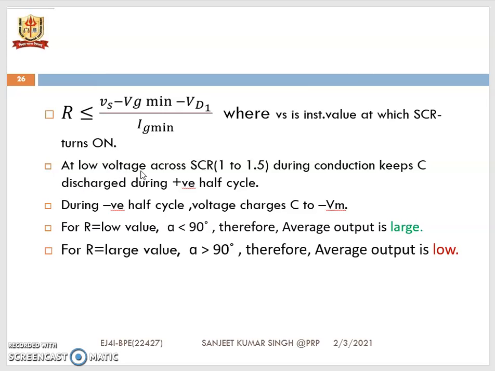At the lower voltage across the SCR, that is 1 to 1.5 volt during conduction, it keeps the capacitor discharged during the positive half cycle, and during the negative half cycle the voltage charges C to minus Vm. For a low value of resistance, alpha is less than 90 degree, therefore the average output is large, and for a large value of resistance, alpha will be greater than 90 degree, and therefore the average output is low.